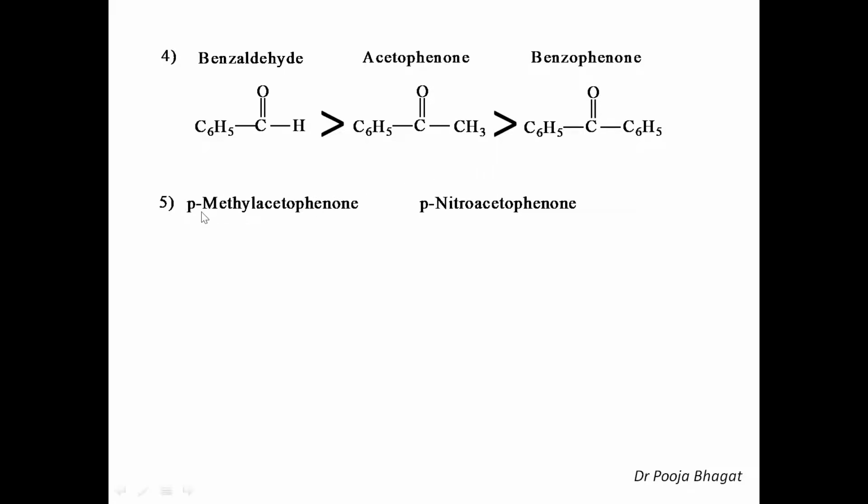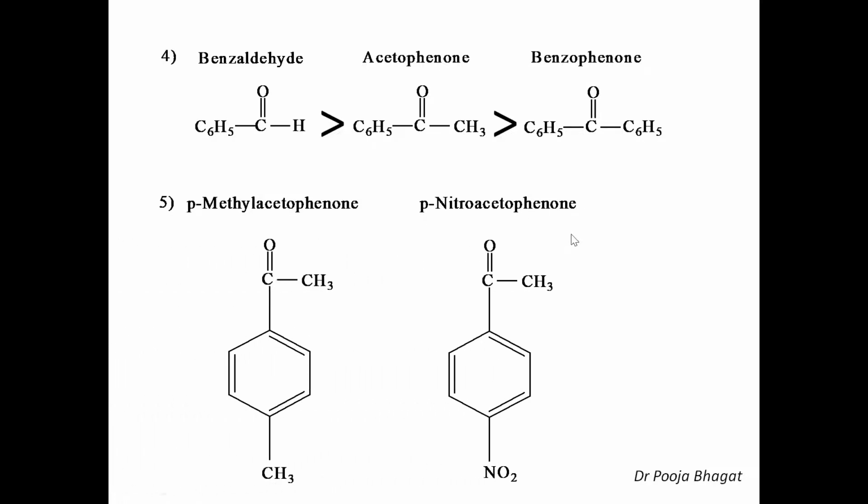If we compare the para-methyl acetophenone with para-nitroacetophenone, first write down the structure of both of the compounds. Again, here this acetophenone unit is same in both the cases. Difference is at the para substitution. In first case it is methyl group. In second case it is nitro group. So we have to see the role of the methyl group and nitro group on this.